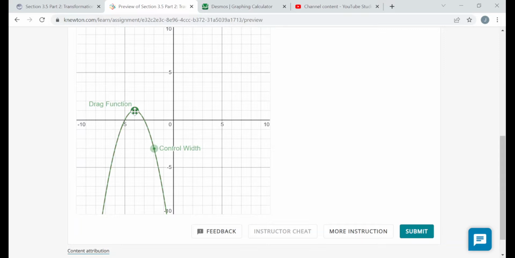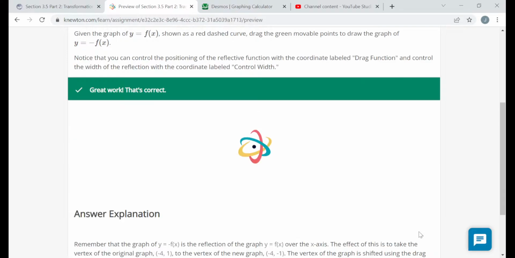So this negative 4, 1 goes to negative 4, negative 1. And then this point here, let's see, this point is at negative 2, negative 3. So that's going to go to negative 2, positive 3. And there you go. All right, see that red dotted graph and the green solid graph are just reflections across the x-axis. Great.